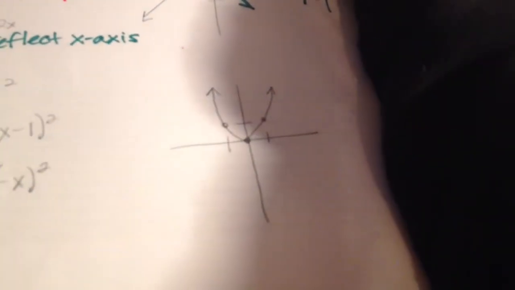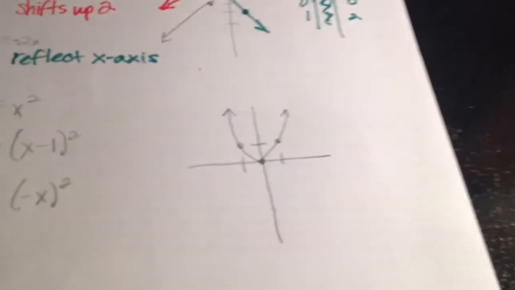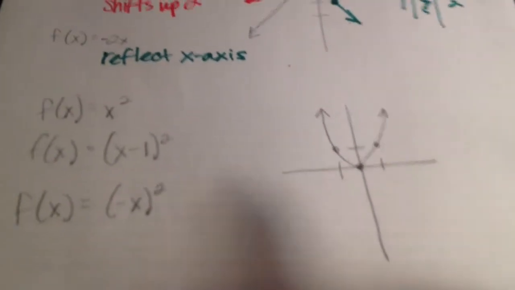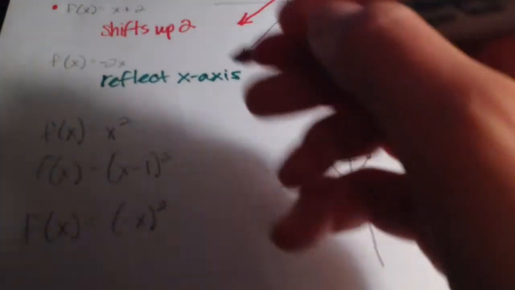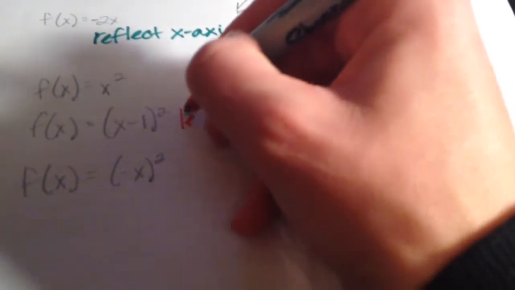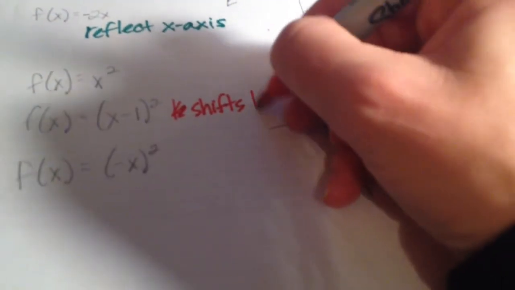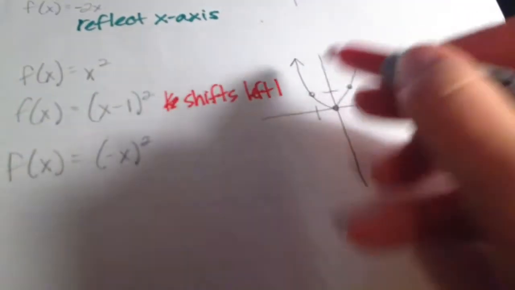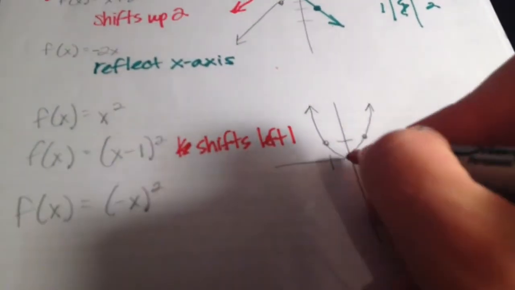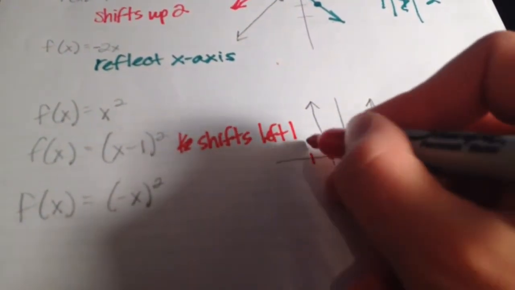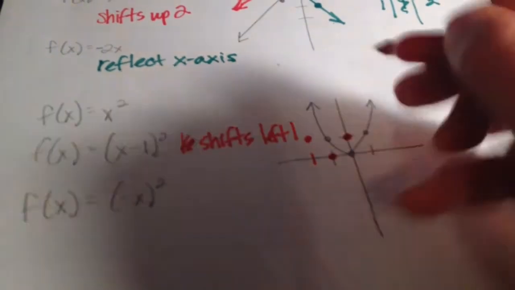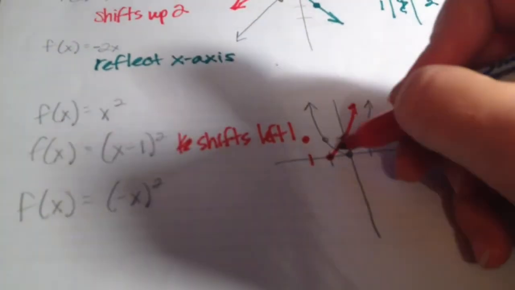Okay, so guys, if I'm backwards on this, fix it, okay? And I'll look it up after I get off my video and make sure. But okay, I'm saying this shifts left 1. So all of my points are going to move left 1. And there's my new graph.